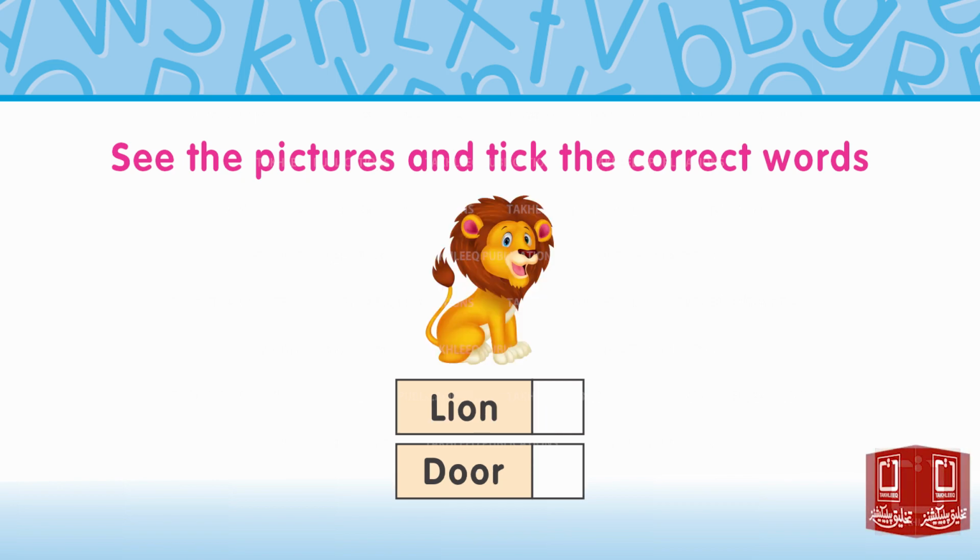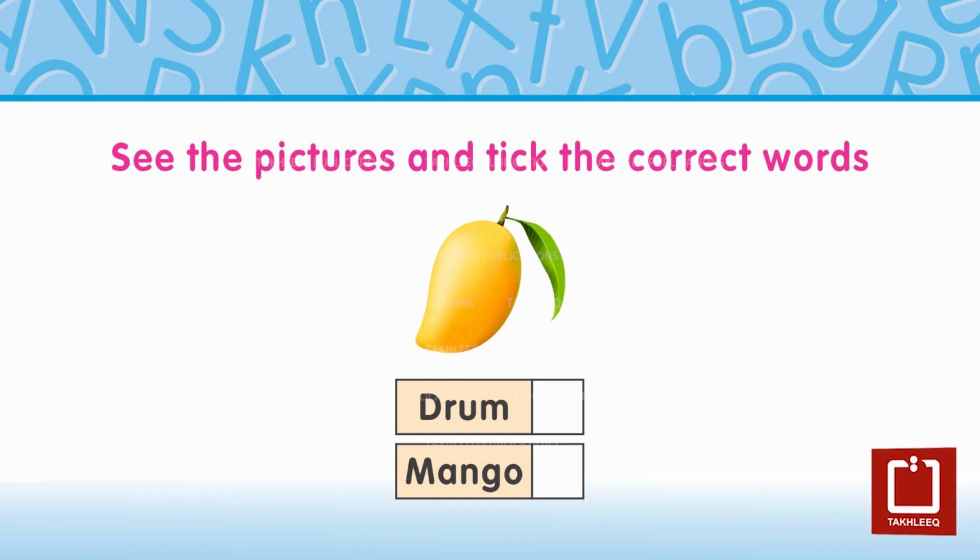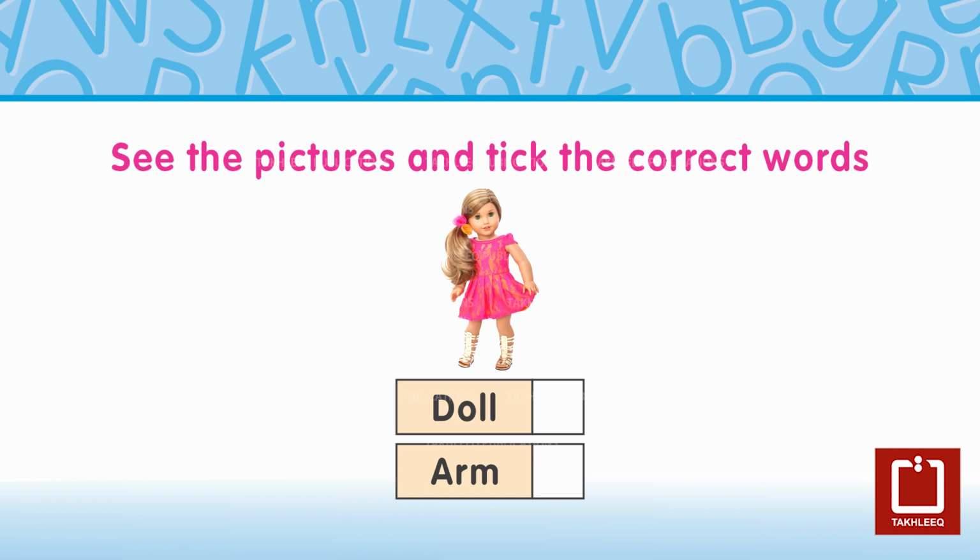Here we see the picture of a lion. So we take the name of lion. Here we see the picture of a mango. So we take the name of mango. Here we see the picture of a doll. So we take the name of doll.